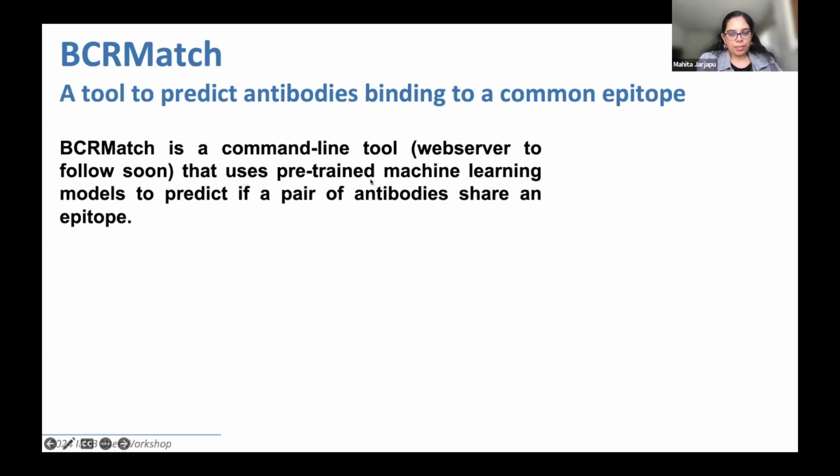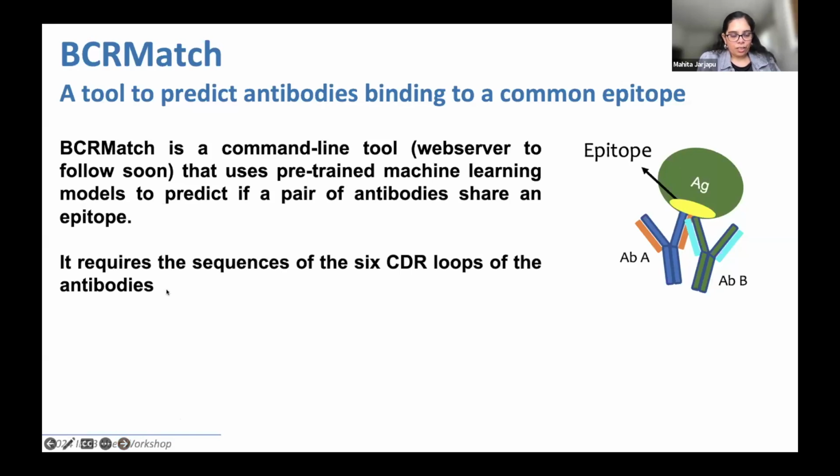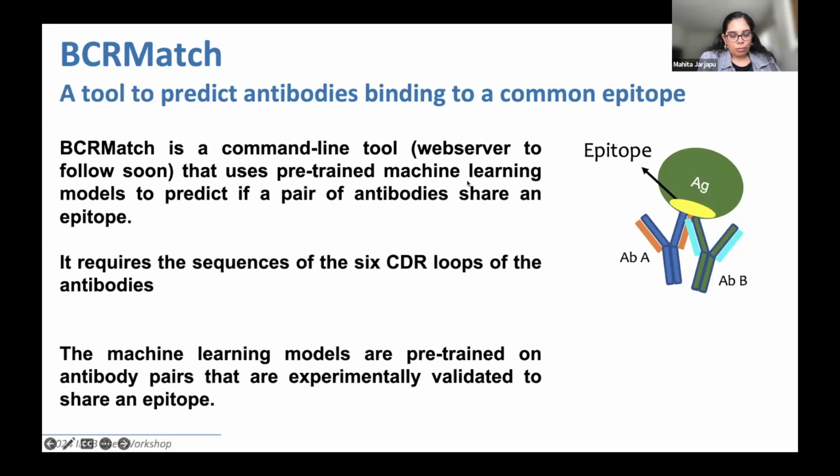This tool is a pre-trained machine learning model to predict whether a pair of antibodies bind to the same epitope or not. So here you have an antigen and an epitope, and we want to know about two antibodies, A and B, and whether they bind to the same epitope. That is when you can use BCRMatch. You provide the sequences of the two antibodies. The models were trained on antibody pairs that have been experimentally validated to bind the same epitope.